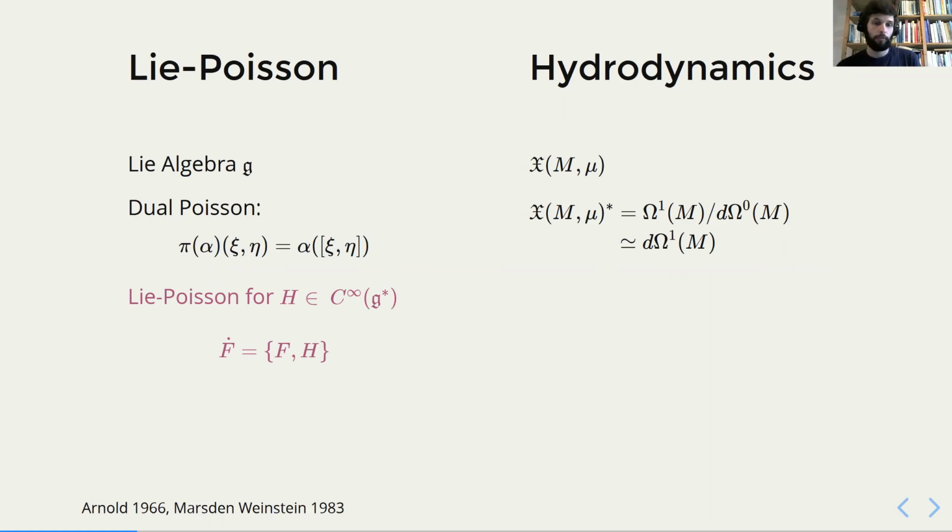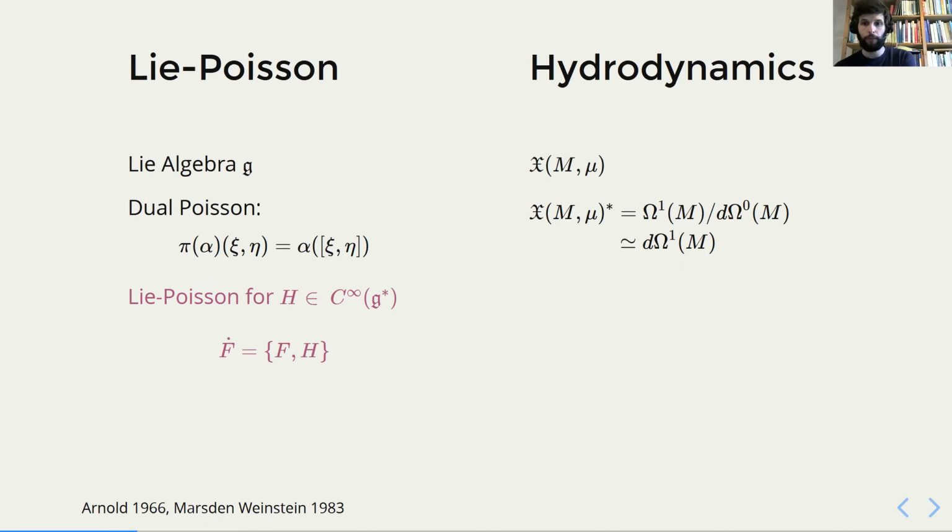And what can you do if you have a Poisson structure? Then you would like to look at dynamics, of course. So if you have a Hamiltonian function, which is in this case just a smooth function on the dual of the Lie algebra, then we can write down the so-called Poisson equation, which is given by the evolution of a function f by the Poisson bracket with this Hamiltonian that we have chosen.